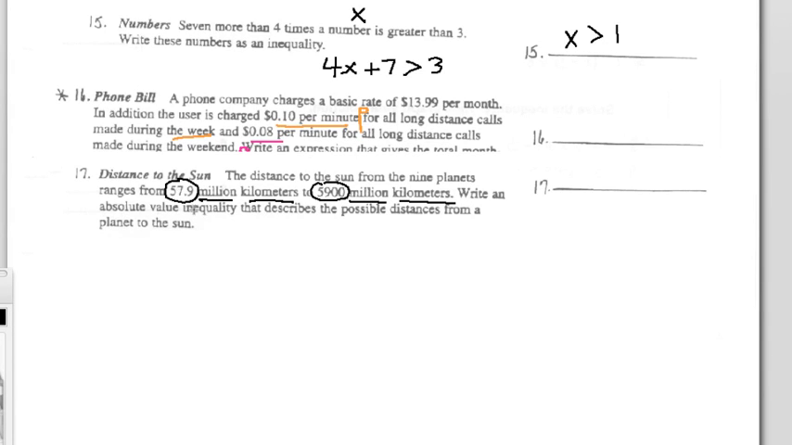Distance to the Sun. The distance to the Sun from the 9 planets ranges from 57.9 million kilometers to 5,900 million kilometers. Write an absolute value inequality that describes the possible distances from a planet to the Sun. Okay, so the best way to get at this is through words.